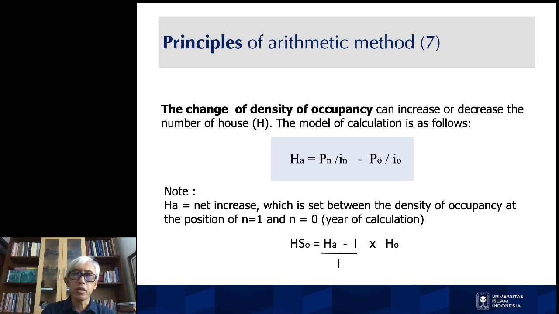Then the change of density of occupancy can also increase or decrease the number of houses. And this is the formula to determine the change of density. Then once we get the HA, which is the net increase, we can calculate the housing shortage using this information. So we use the formula of housing shortage to figure out the change of density of occupancy.